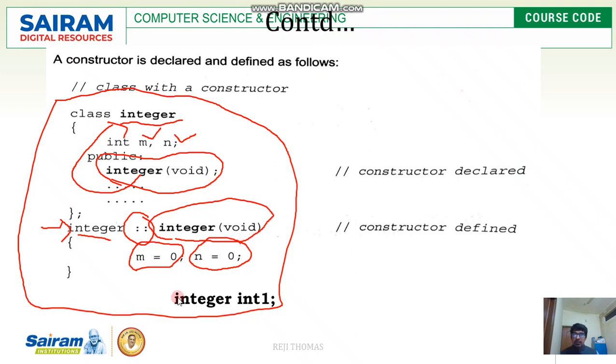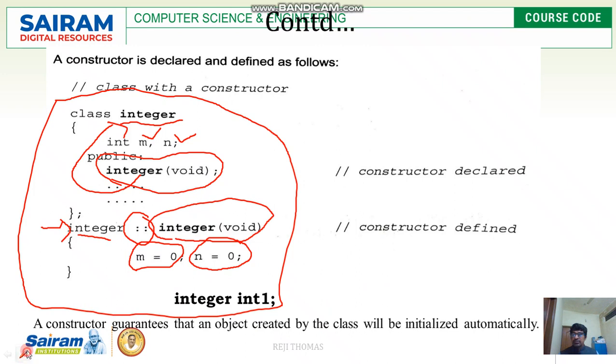Now I'm going to create an object. I've created an object of class integer, where integer is the class name and int1 is the object name. So when I create an object, what happens? This is going to work because your constructor will not take any parameter. The object creation will be converted into a constructor call by the compiler, as we have seen just now, which is going to assign the values for m and n.